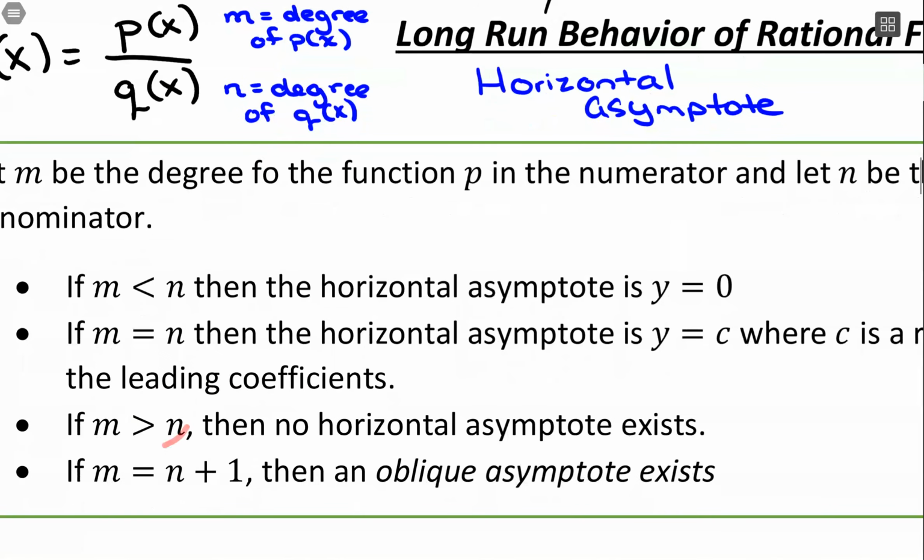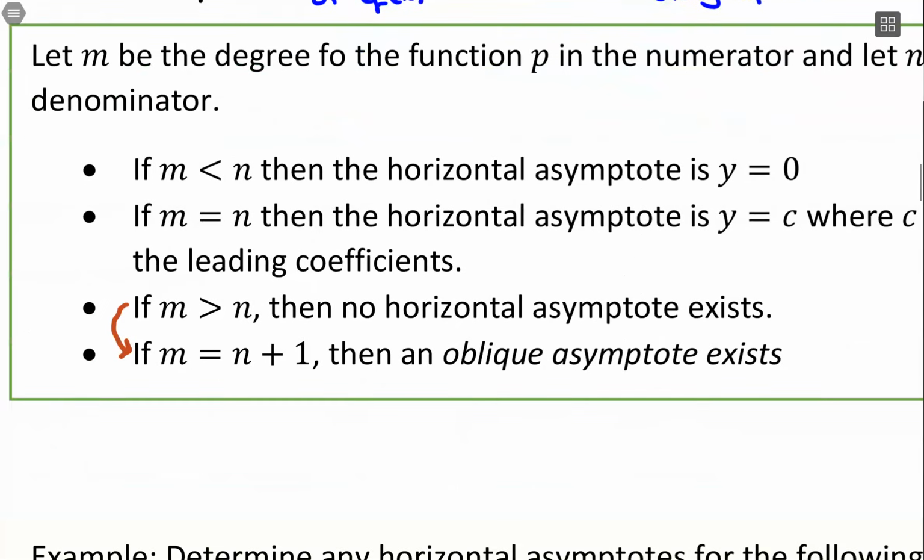If the degree in the numerator is larger than the denominator, then no horizontal asymptote exists. A special case of this scenario, in fact, these tie together: if the degree of the numerator is larger than the denominator by exactly 1 degree, then we have something called an oblique asymptote. So it isn't horizontal, it isn't vertical, it's going to be a special line that shows up. We'll look at an example with that, but like I said, we're not going to go into calculating the oblique asymptote. So let's look at some examples with this.